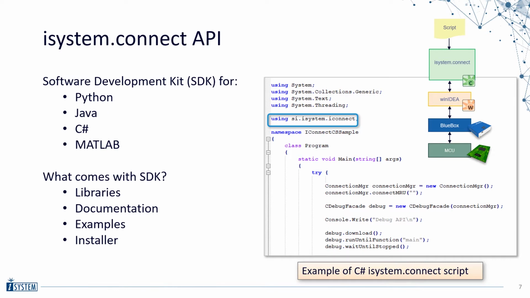After downloading an isystem.connect SDK, you get the installer, several examples, and the documentation. iSystem provides the online documentation with examples. Then isystem.connect is added to the installed Python as a site package. On the side, you can see an example of a C# script.